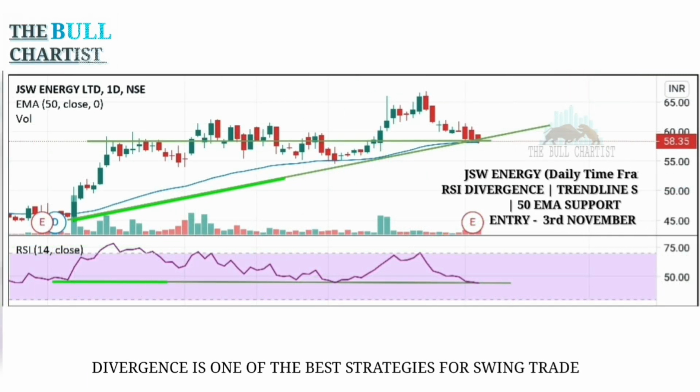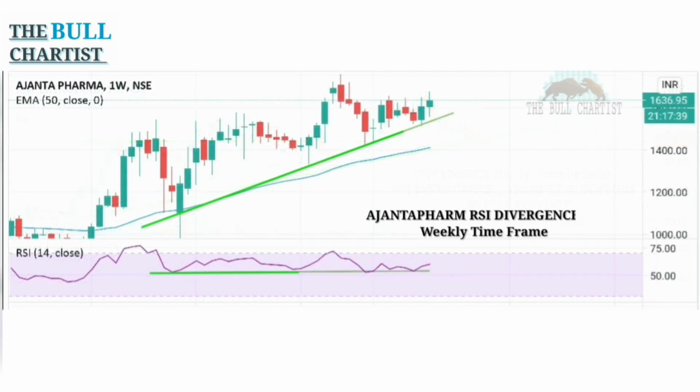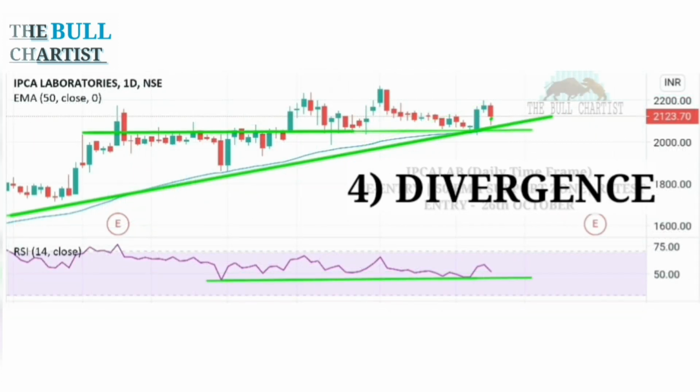The other examples include JSW Energy, Ajanta Pharma, IPCL Lab, and many others.